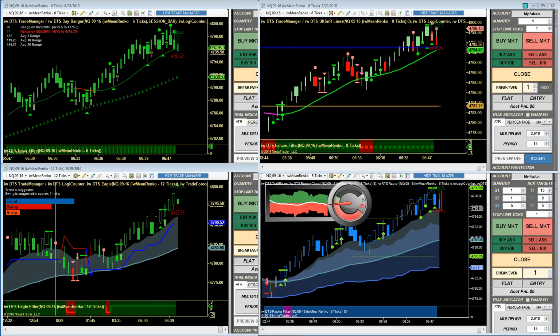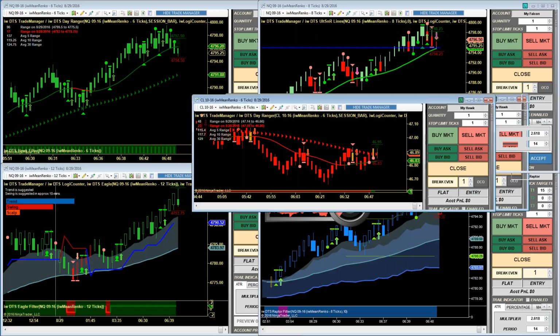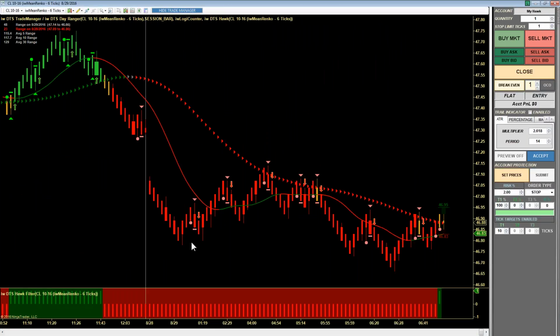All right, well, we're just waiting out here. Not much we can do at the moment. Crude oil also waffling a little bit. We're starting to creep into some yellow bars here on the Hawk scalper. You can see the overnight and this morning, kind of a sideways range here in crude.